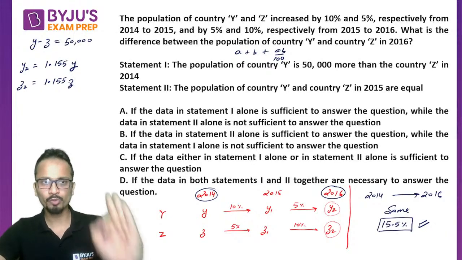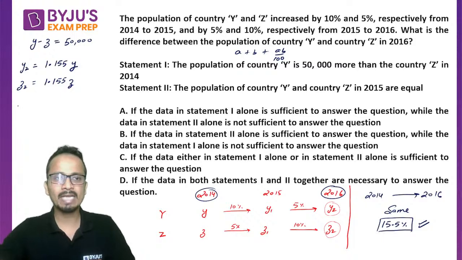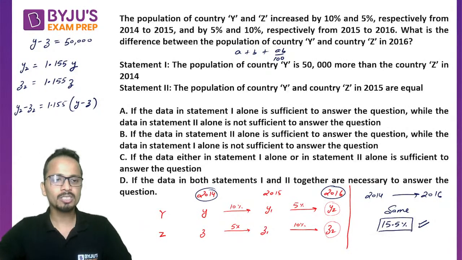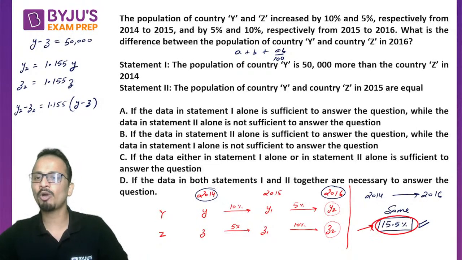I hope all of you are clear up till this point. Okay. So I can write Y2 minus Z2 as 1.155 times Y minus Z. Now the important part is not this factor. This factor is not that important.